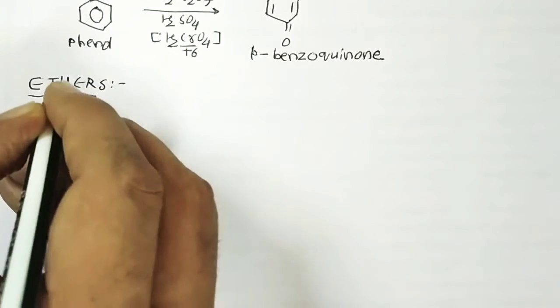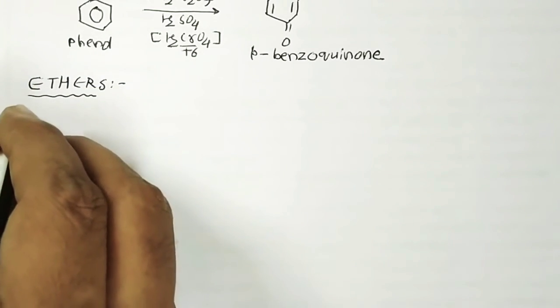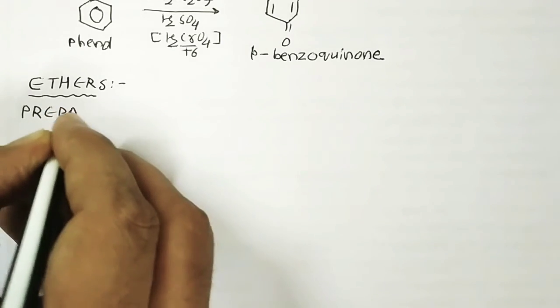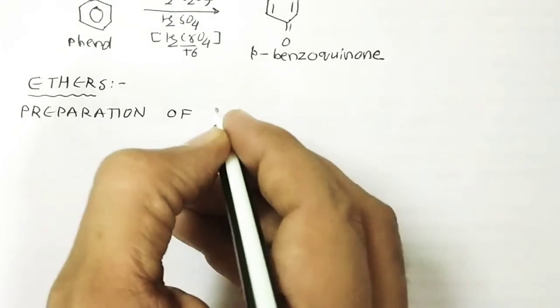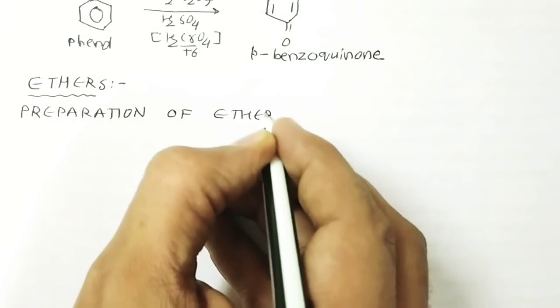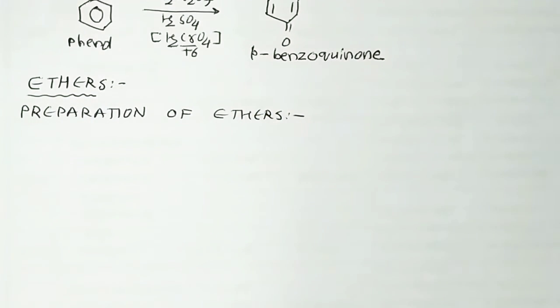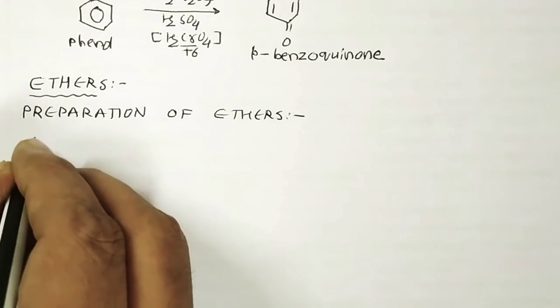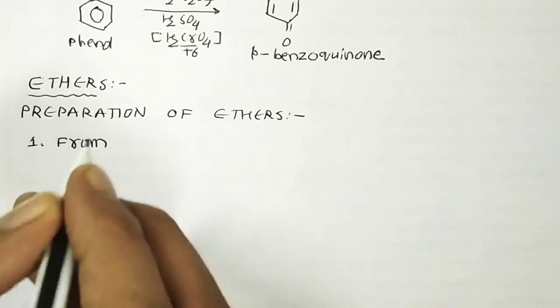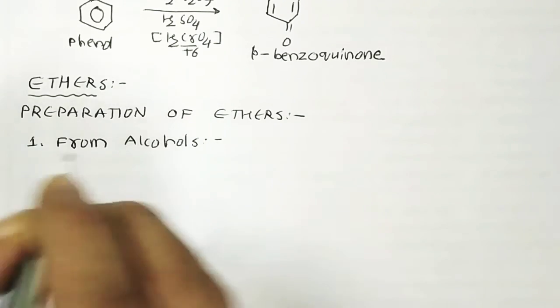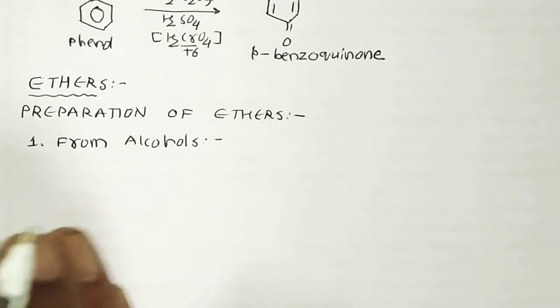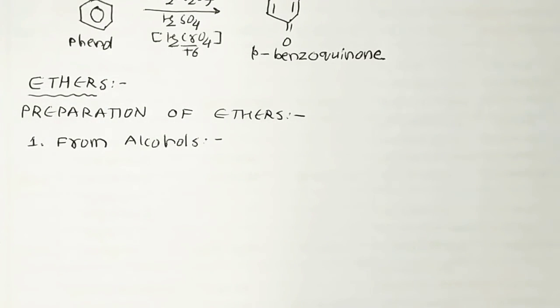Okay. So in this case, preparation of ethers. The preparation of ether is by dehydration of alcohol, or from alcohol. So the first portion is from alcohol. What are the advantages or disadvantages of this method?